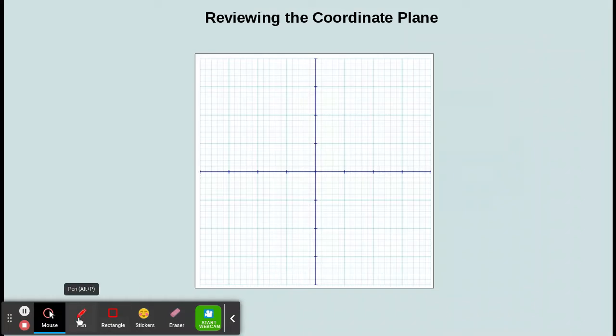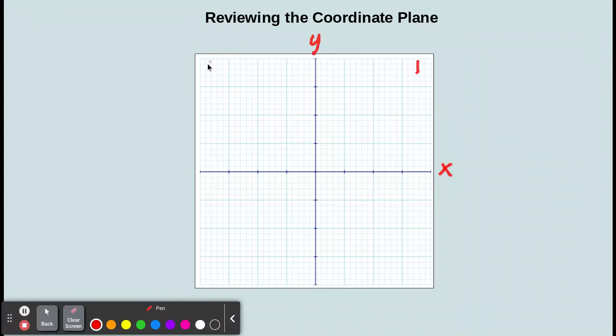Okay, before we move on, we need to review the coordinate plane. We remember that this axis here on the horizontal is the x-axis and the vertical one is the y. We have 4 quadrants, and in these 4 quadrants, the first quadrant, our x and our y are both positive. In the second quadrant, our x is negative and our y is positive. And in the third, both are negative. And in the fourth, we have a positive x and a negative y.